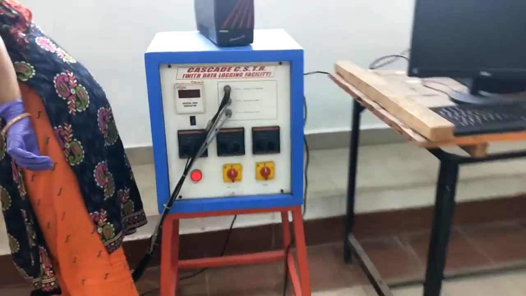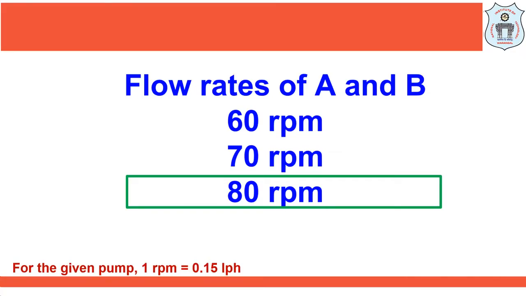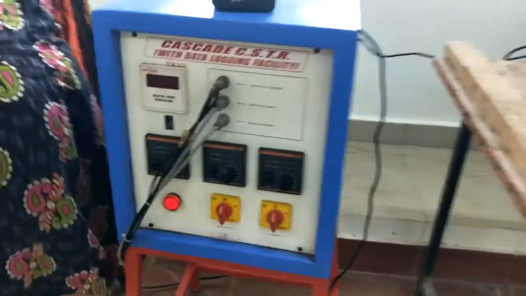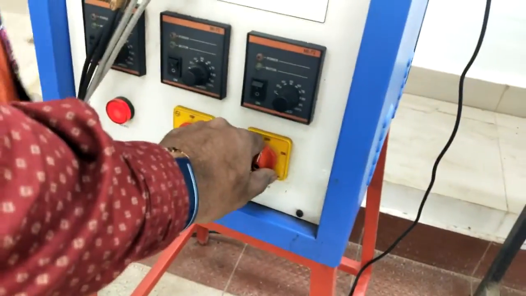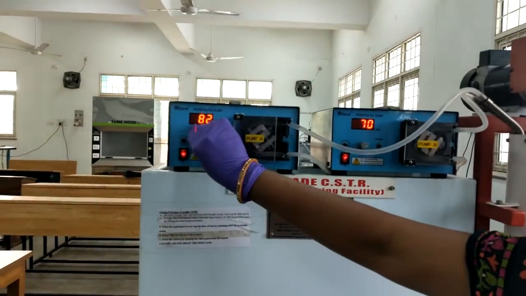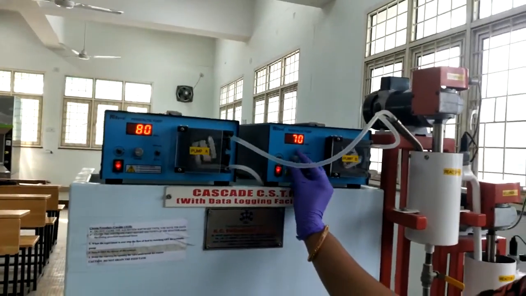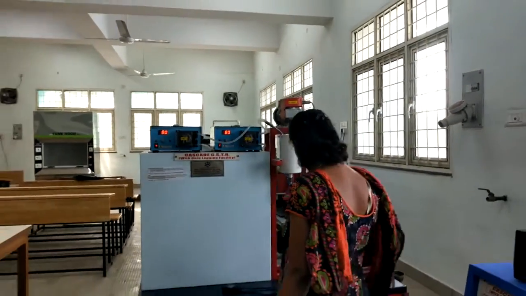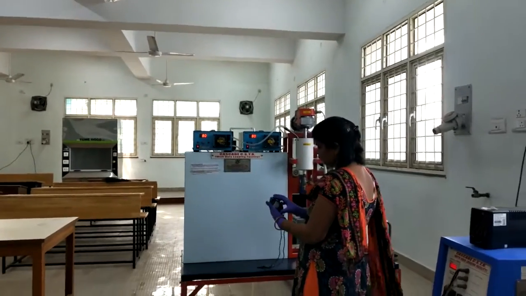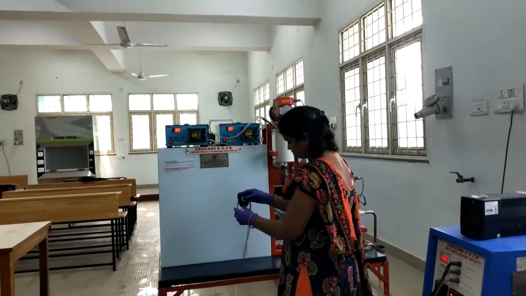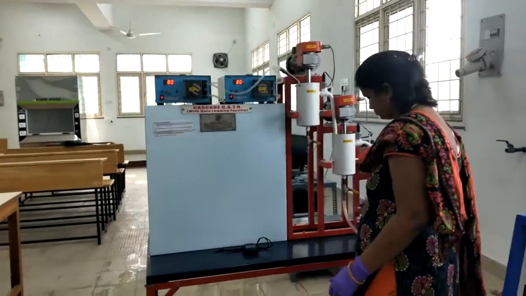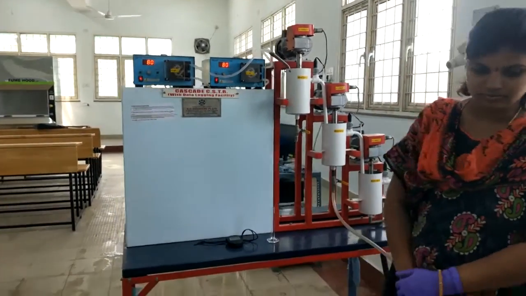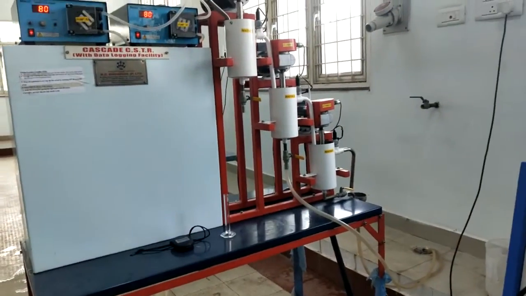Okay, so now we can switch on the motor and the agitators, and we will change the RPM to 80 RPM for the third set of readings, and we will wait for 10 minutes for the steady state to attain. Okay, start the stopwatch and note down how much time it takes, and wait for the product stream to come out of the third reactor.